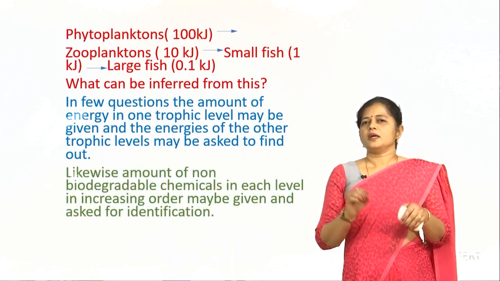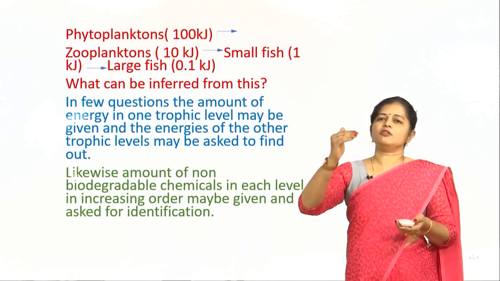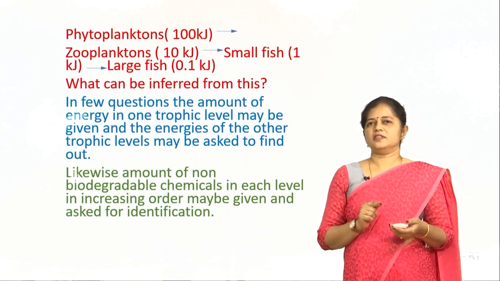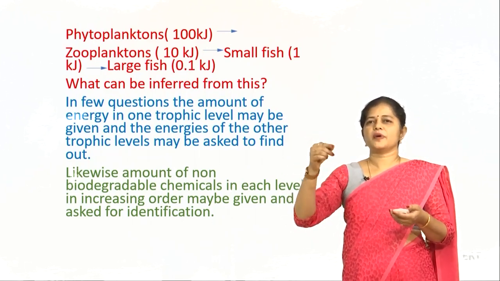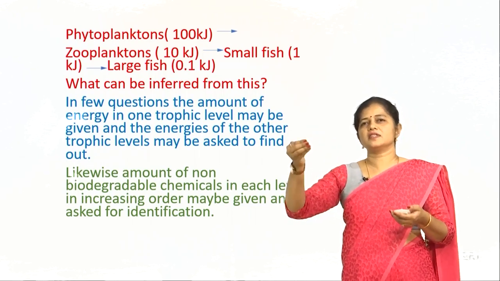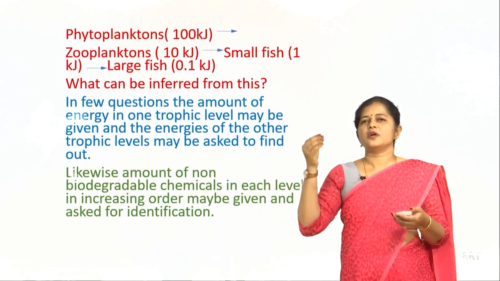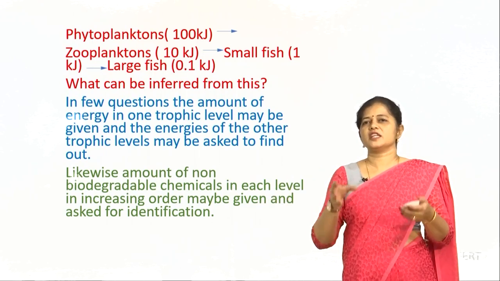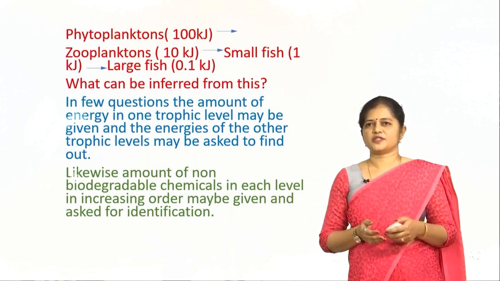Likewise, the amount of non-biodegradable chemicals in each level in an increasing order may be given and you may be asked for the identification. If an increase in the amount, like parts per million, of a certain chemical is given in each trophic level of a certain food chain, you have to understand that this is a result of biomagnification, and that phenomenon you have to identify is biomagnification.